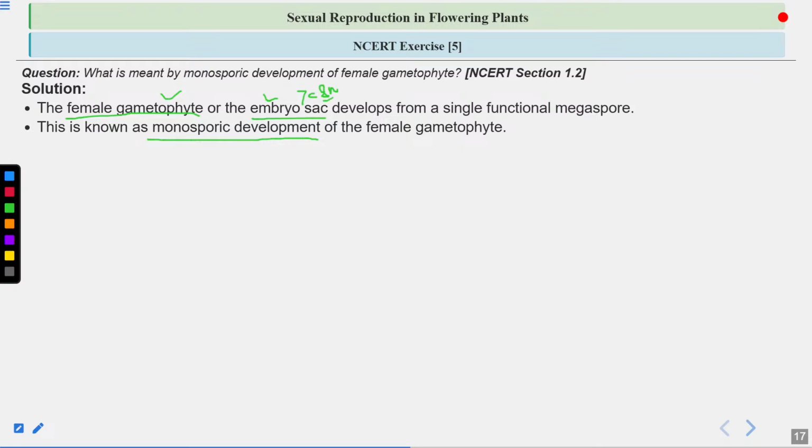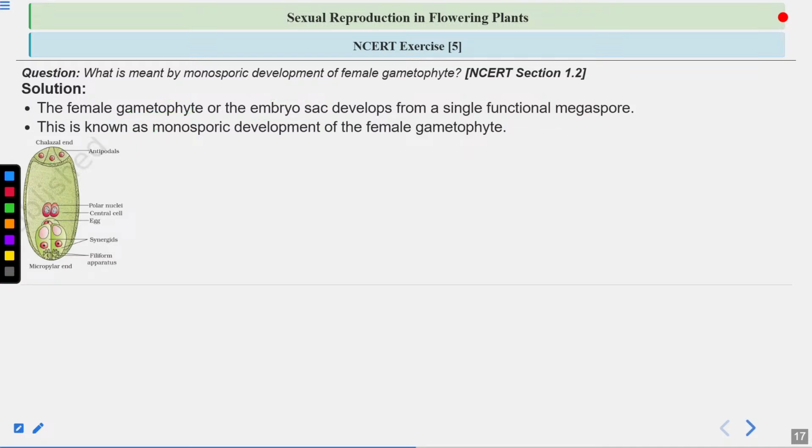And this whole 7-celled, 8-nucleate structure is formed from one functional megaspore, and that is why it is called monosporic development of the female gametophyte, because only one megaspore is involved in the formation of the 7-celled, 8-nucleate structure, the female gametophyte or embryo sac, right?